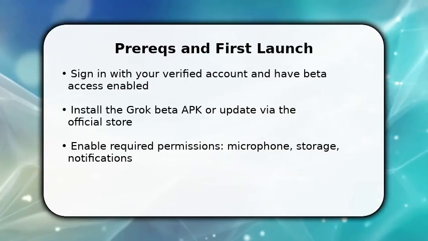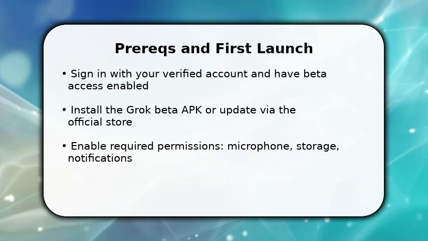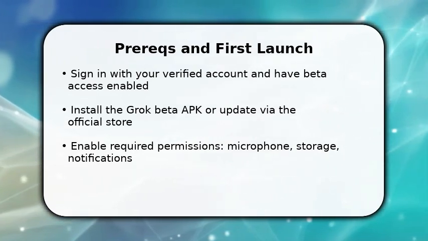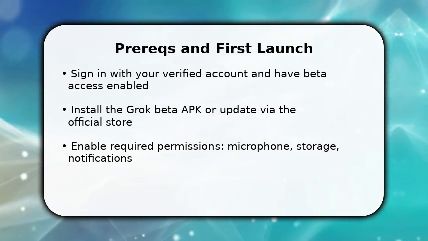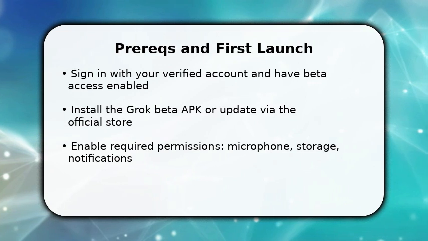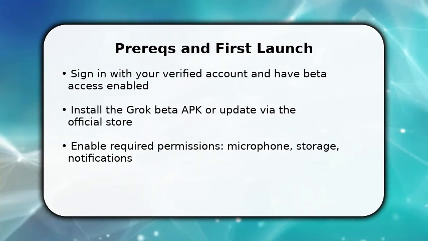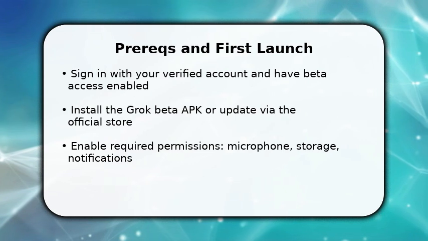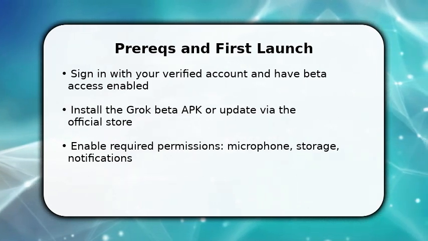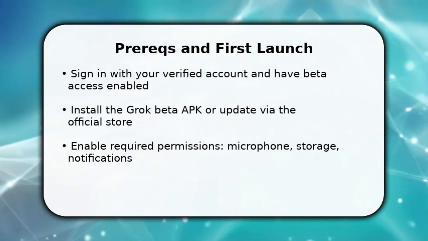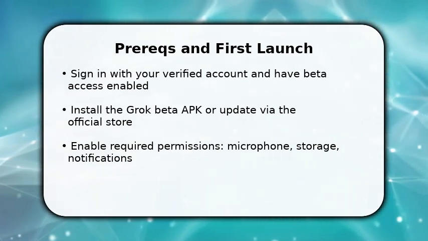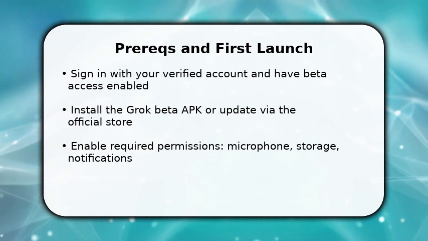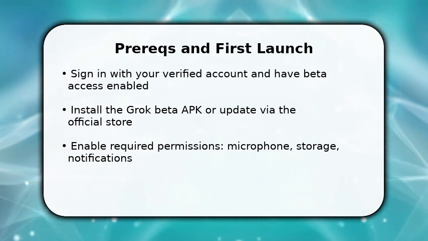You start by confirming you have a verified account and explicit beta access. This unlocks the app. Once done, install or update the Grok beta from the authorized source and accept terms. Make sure to grant microphone, storage, and notification permissions when prompted. They let Grok analyze input and send alerts. If a prompt is missed, open settings and enable permissions manually. This step gets you into the app and allows the core features to function correctly.